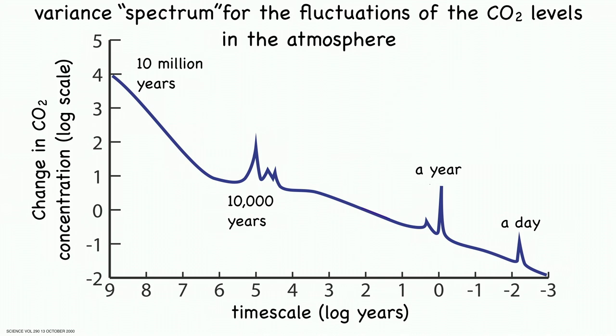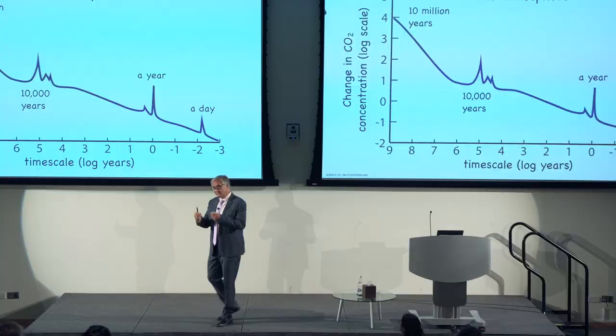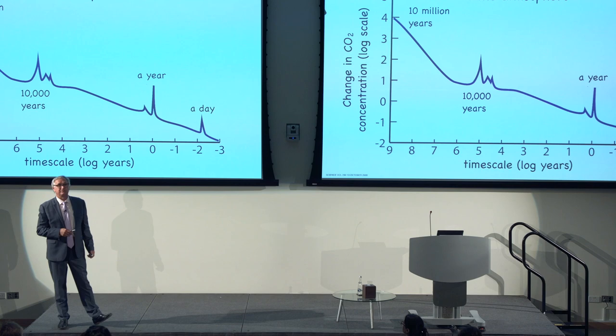So here it is, the change in the CO2 concentration in the air, and this is the time scale here. Both are log-log scales. So something happens every day, something happens on the order of a year, something happens over many tens of thousands of years, and something very big is happening on the 10 million year time scale. The events associated with these peaks in the variance spectrum are the events that control CO2 in the atmosphere. So let's take them apart one at a time.